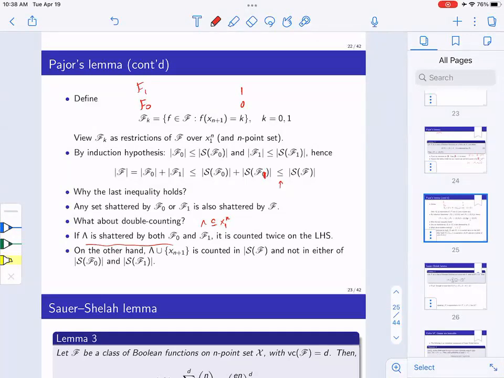So for every lambda, the set that's the union of lambda and xn plus one is also shattered by F, and so it's counted here. But this is not something that's counted here. So why is this shattered? We can make all the combinations of points from lambda by these functions, by restrictions, and then I can define it arbitrarily on this, like one and zero. So why can I assign 0 or 1 here arbitrarily?